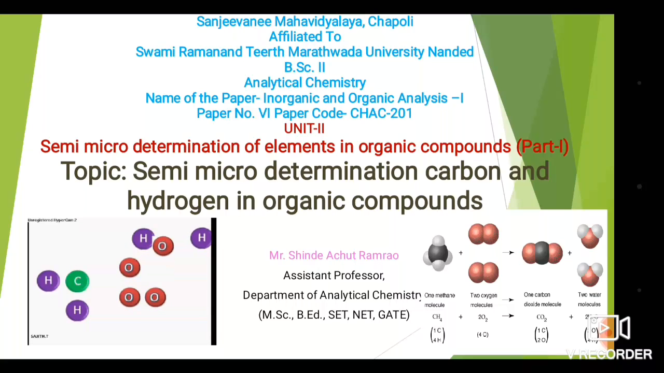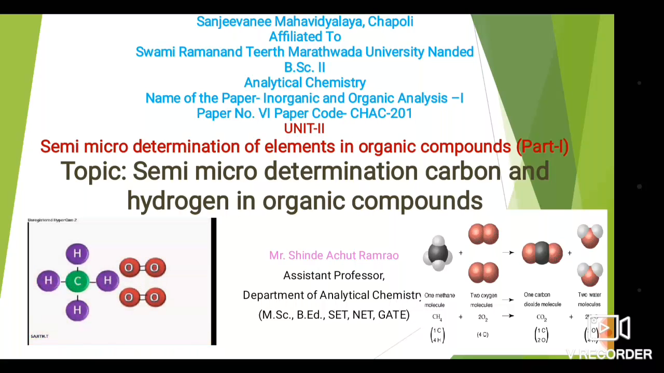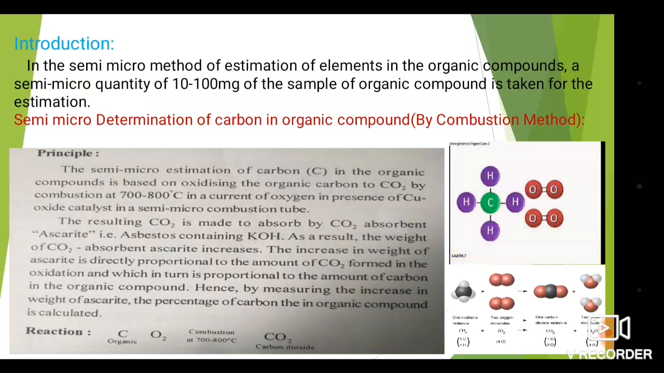Now, in today's lecture we are going to learn the second unit of paper number 7, that is inorganic and organic analysis. The title of the second unit is the semi-micro determination of elements in organic compounds. In this unit, we are going to learn about the semi-micro determination of carbon and hydrogen in organic compounds.